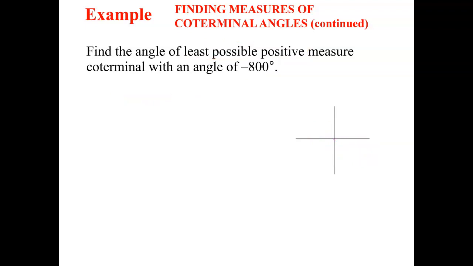Okay? Now, I have negative 800. That's a lot of rotations in the negative direction. So first, I want to figure out how many rotations that is. Divided by 360 gives me 2 point something, right? So that's going to be more than 2 rotations in the negative direction.